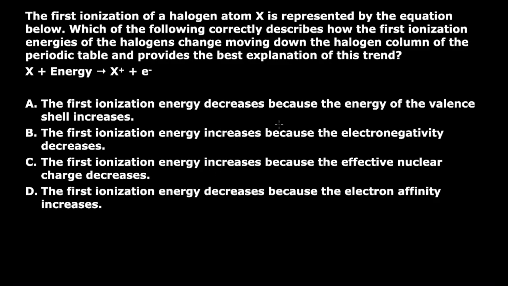And so a couple of things from this question. First, we want to know the first ionization energy that is going to be described by the halogens, and we're moving down the periodic table. And so we have ionization energy and moving down the periodic table for the halogens. And so we need to pull up a periodic table so we can get a better idea of what's going on in this problem. And so if we pull up a periodic table, we'll get something like this.